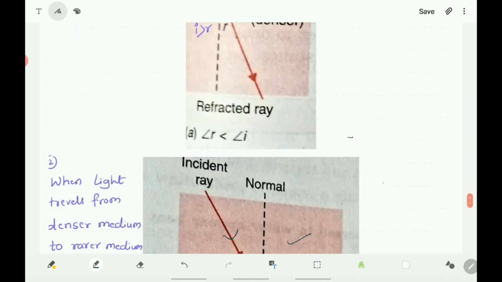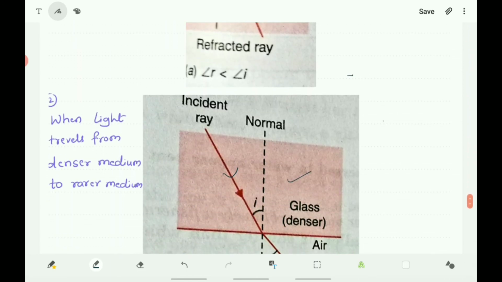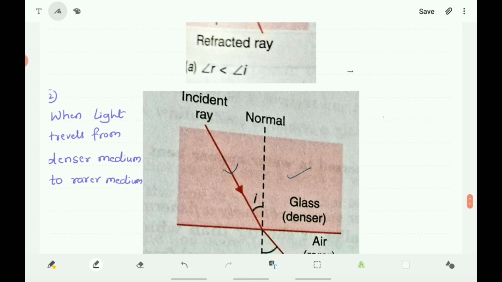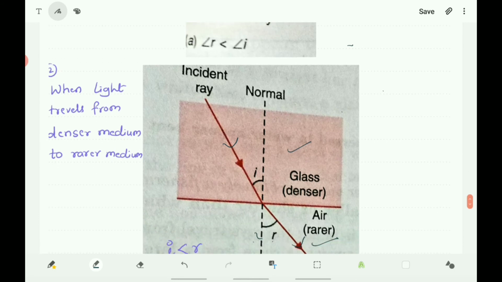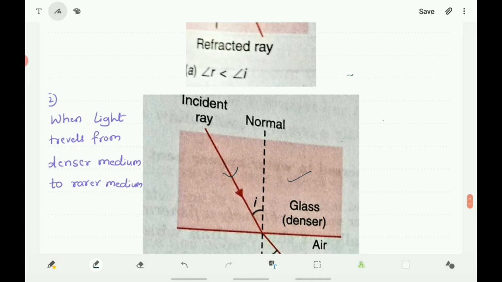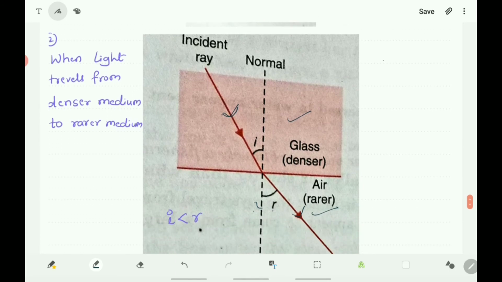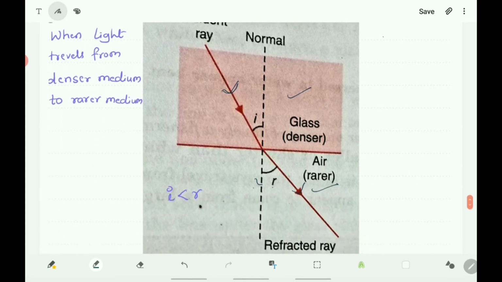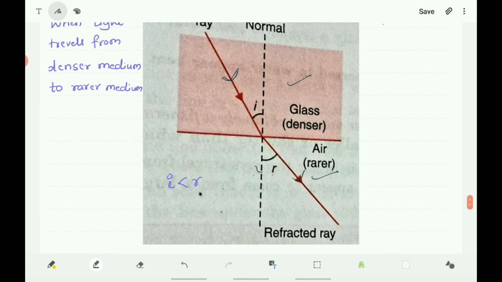Now consider the second case. A ray of light travels from a denser medium to a rarer medium. Here the first medium is glass and the second medium is air. The path of the light in the first medium is the incident ray, and it enters the second medium, that is the air medium, the rarer medium. You know that the path of the light moves away from the normal to the surface.